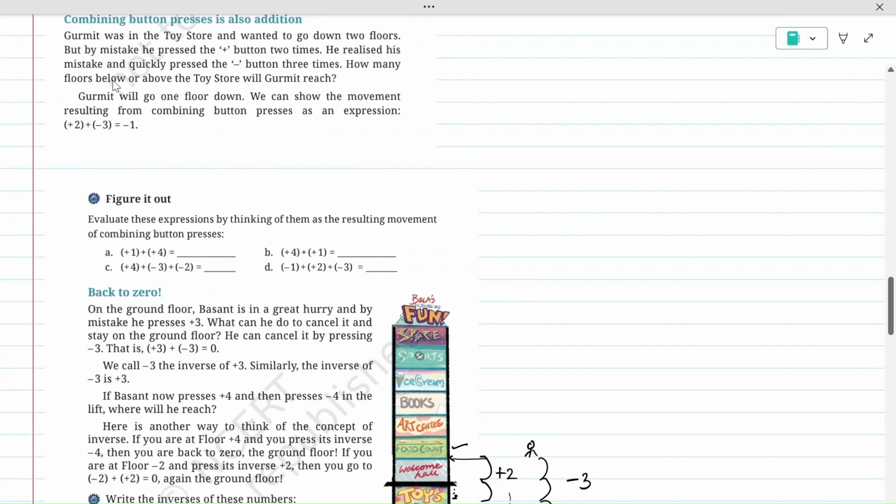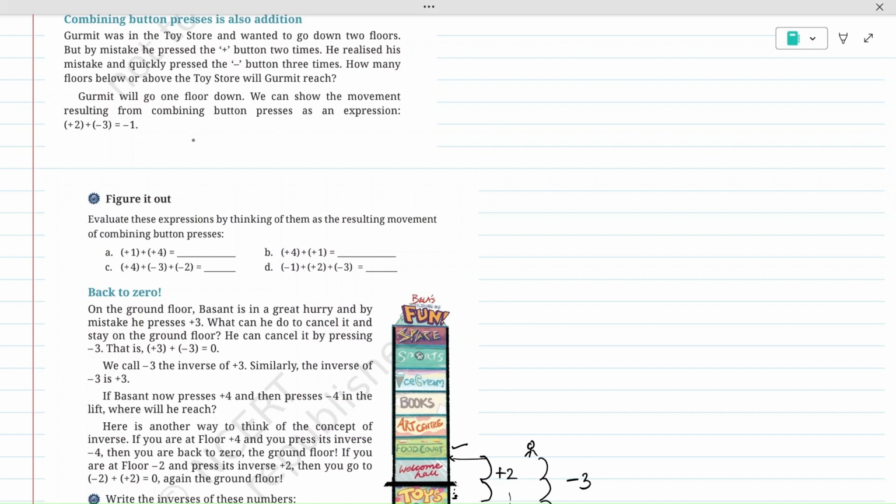How many floors below or above the toy store will Gurmeet reach? So we can see here that Gurmeet has reached 1 floor below the toy store. Okay, so Gurmeet will go 1 floor down. That's correct. Gurmeet has reached to 1 floor below the toy store. He has reached to the video game store here.